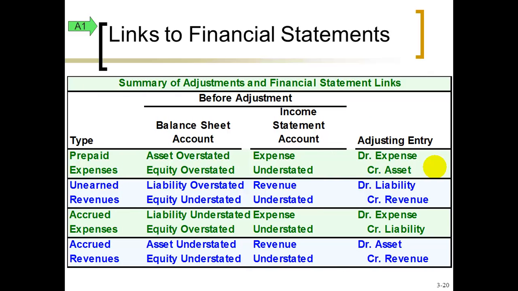Again, here's a summary of the different types of adjusting entries. But what I'm interested in is that you can do this here, knowing what to debit and what to credit for each type of adjustment.